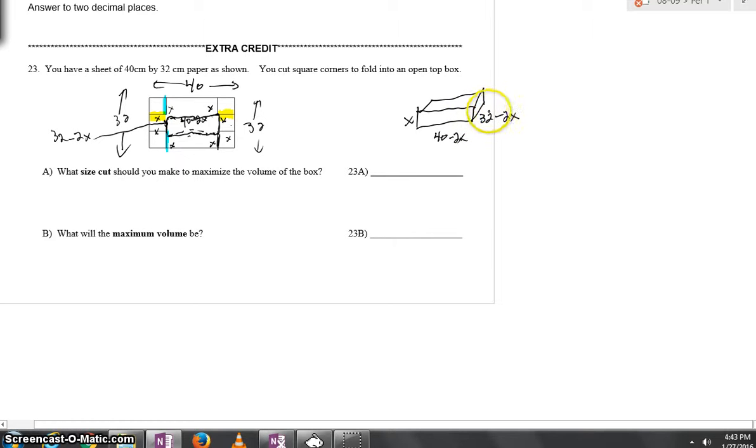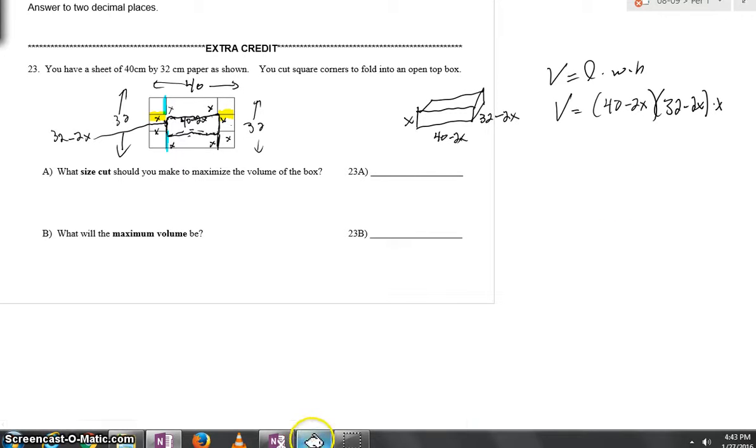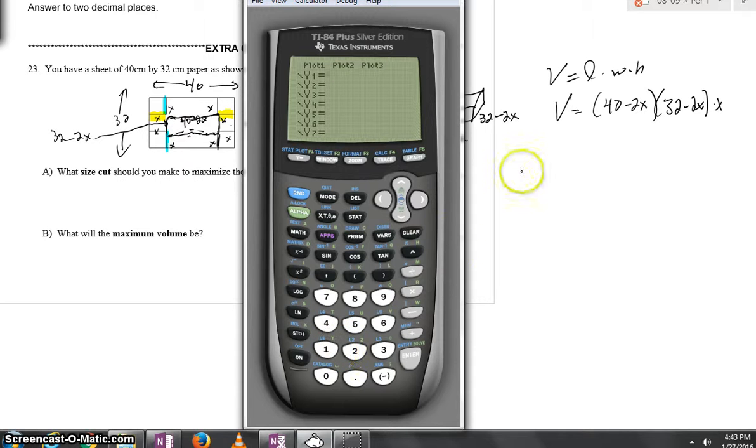So what you have here is the volume of a box is, of course, length times width times height. And you'll have 40 minus 2x times 32 minus 2x times x. And that's how you can find your volume. What you would like to do is to be able to enter this into the calculator to be able to graph it. So we'll take out our 84, and I'm actually going to put the x first.